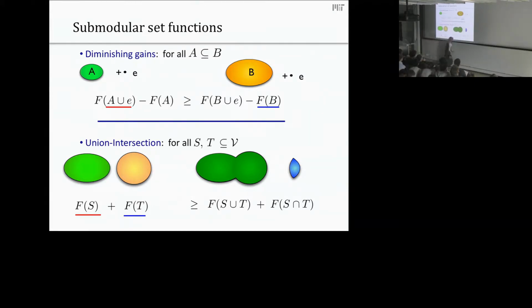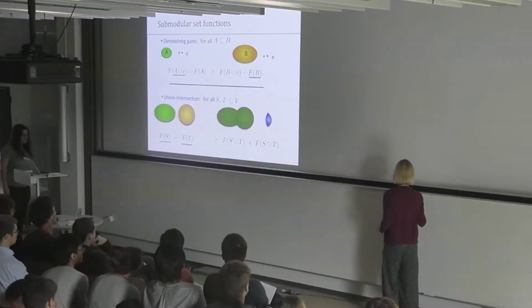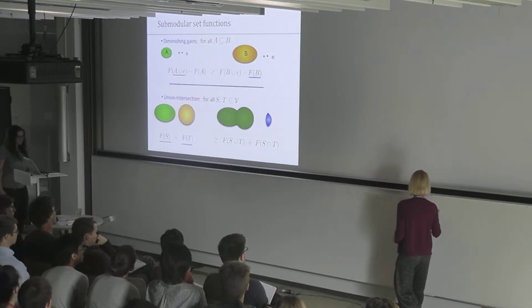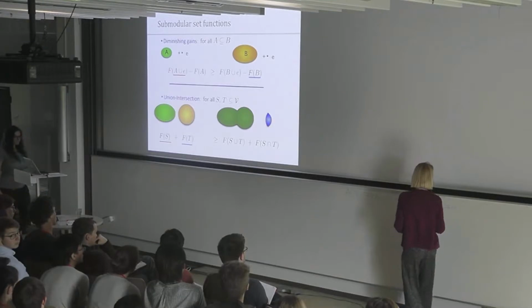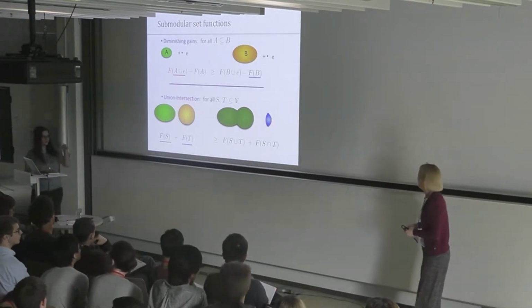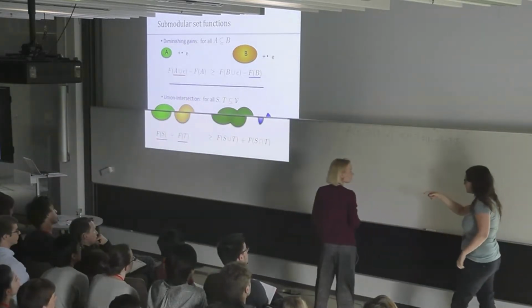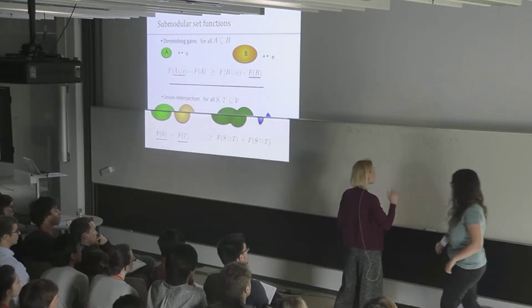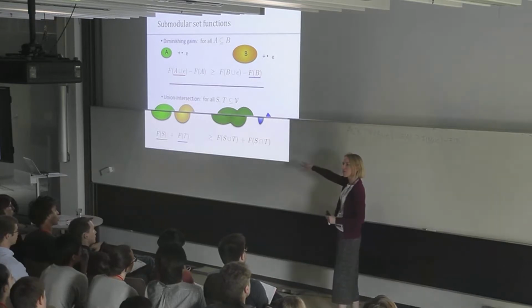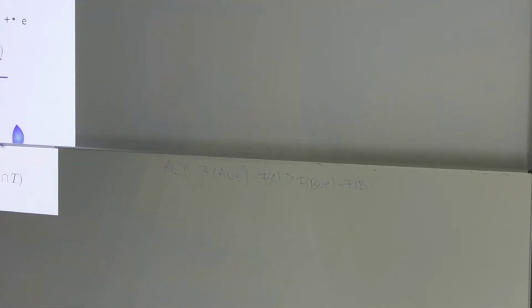Just to remember, let me write down the inequalities here. One, we have if A is a subset of B, we want f of A union E minus f of A to be at least f of B union E minus f of B. I omit the curly braces here so that it looks a little less messy. Or we have the other one. It's just the same inequality.